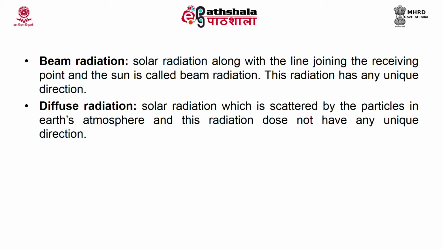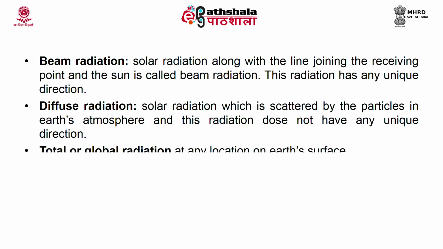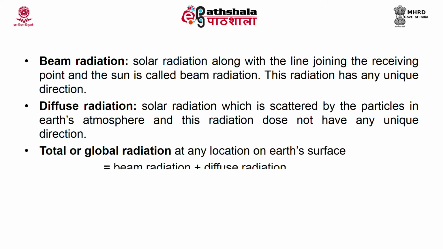The beam radiation depends on the angle of incidence on the surface, and its intensity is maximum when the solar radiation is falling normal to the surface. The solar radiation propagating normal to its direction is normally specified by I_N. The total or global radiation at any point on Earth's surface is the sum of the beam radiation and diffuse radiation. So, total radiation is equal to beam radiation plus diffuse radiation.